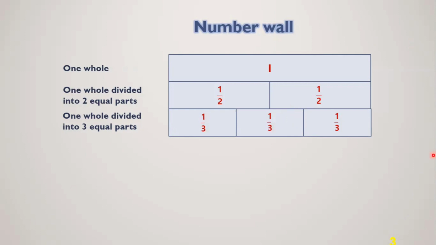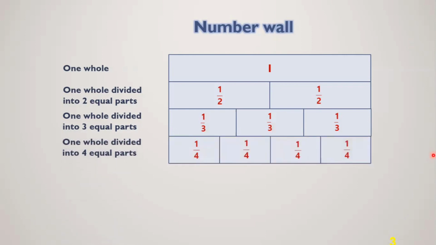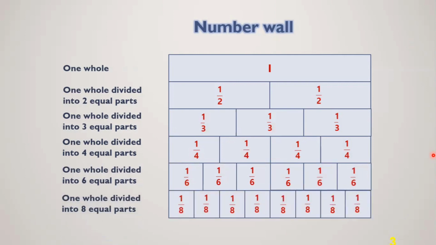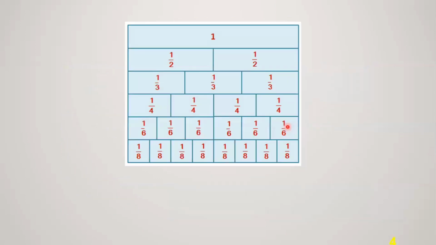And then if again we divide this into four equal parts, we can see that 1/4 is definitely less than 1/3. We now divide it into six equal parts. Then we divide it into eight equal parts. So what do you observe here? That one whole is greater than half, half is greater than 1/3, 1/4 is greater than 1/6, and so on. So this is how we even compare fractions.